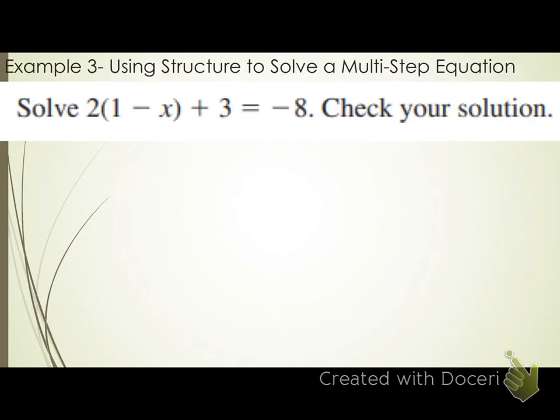Solve 2 times 1 minus x plus 3 equals negative 8. Same thing like what we've been doing on all of them. We're going to see if we can simplify one or both sides of the equation and simplify it as far as it can go. Okay? So that left-hand side of the equation, does anyone see anything that I'd be able to do right off the bat? Raise your hand.